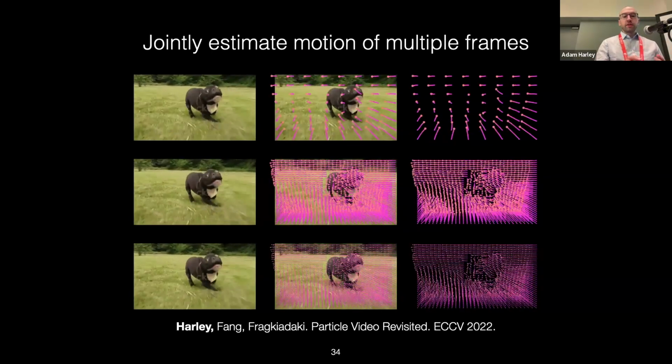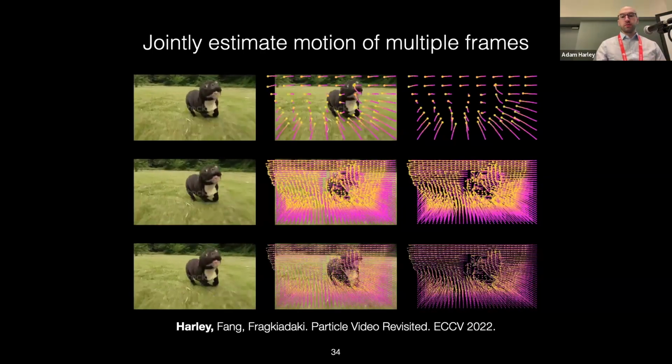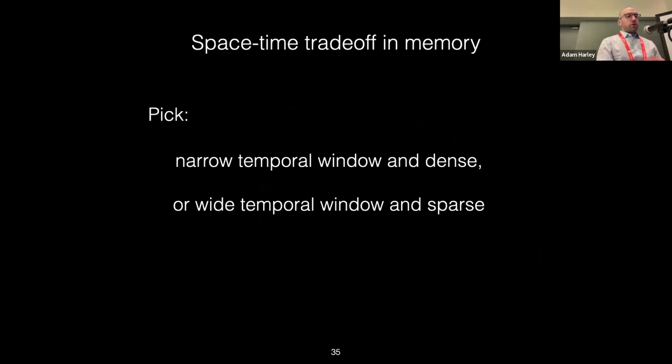But what complicates this picture is that it introduces a game of space-time trade-offs. So you can have a narrow temporal window and do dense tracking, or you can have a wide window and do sparse tracking. You have to pick one or the other, because you just don't have enough memory on your GPU to do everything that you want. So this is maybe obvious.